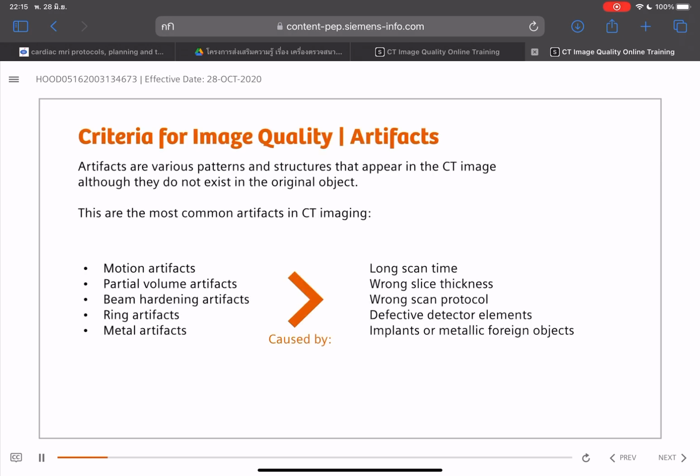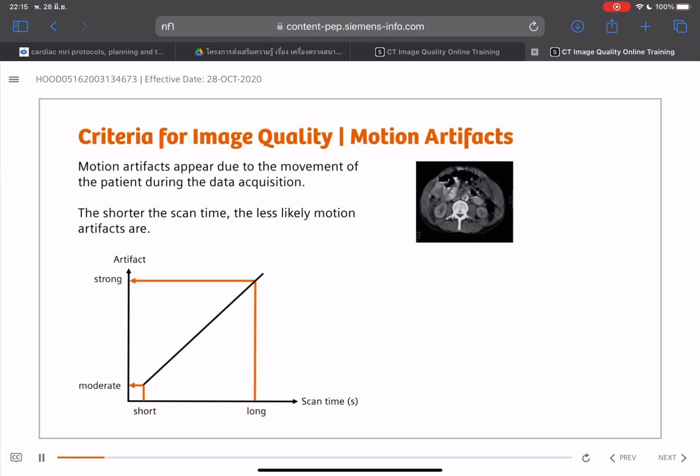Artifacts are various patterns and structures that appear in the CT image, although they do not exist in the original object. Take a look at the list of the most common CT imaging artifacts we are going to discuss, and their major causes. The first type of artifact presented here is the so-called motion artifact. As its name indicates, this artifact appears due to the movement of the patient during the data acquisition. Short scanning times help to avoid this artifact.